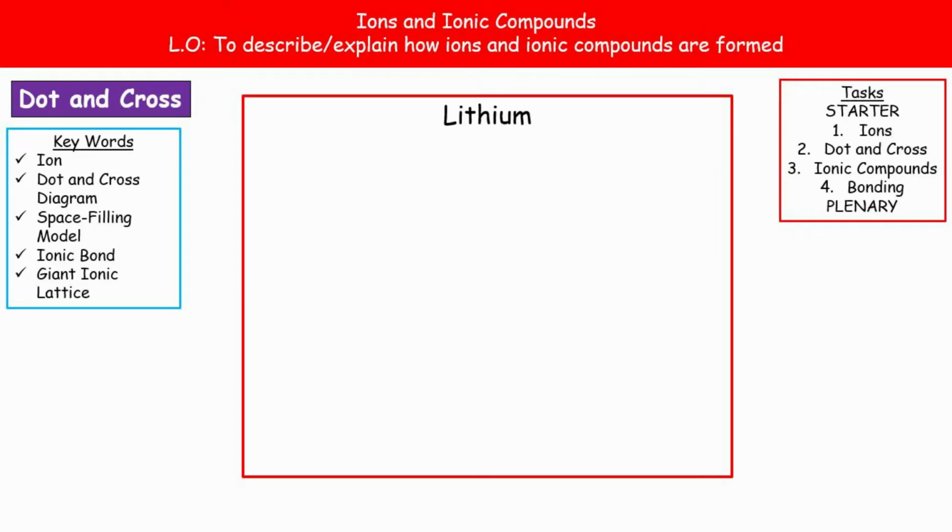One of the things that we need to be able to do is draw dot and cross diagrams to show different types of bonding. Now, before we can really get too far with this, we need to understand how to draw electron diagrams to show the structure of these ions. So I'm going to take you through lithium first of all.